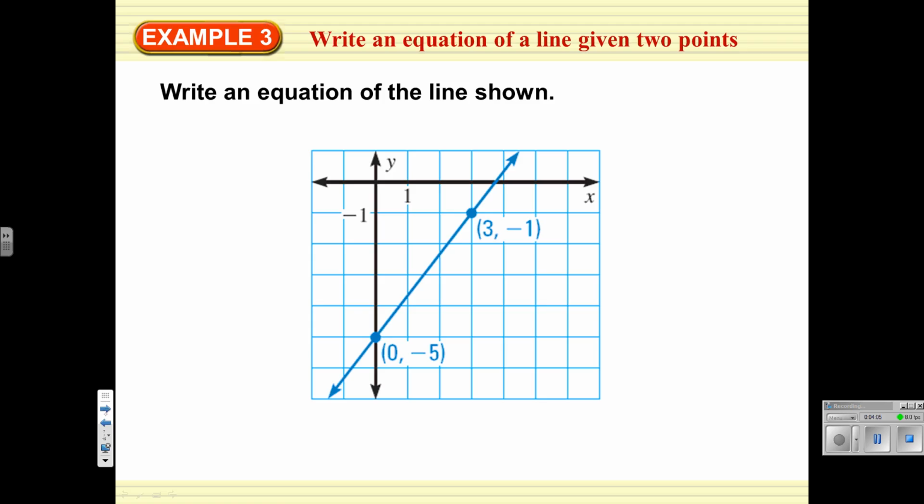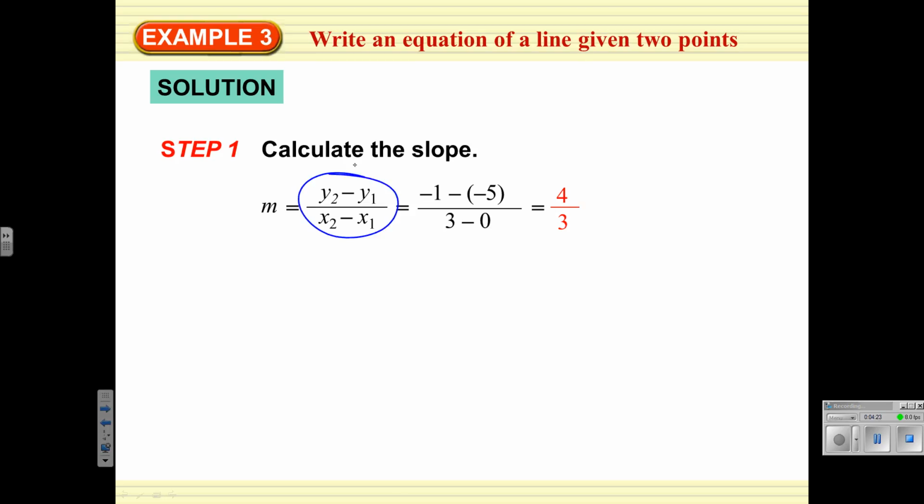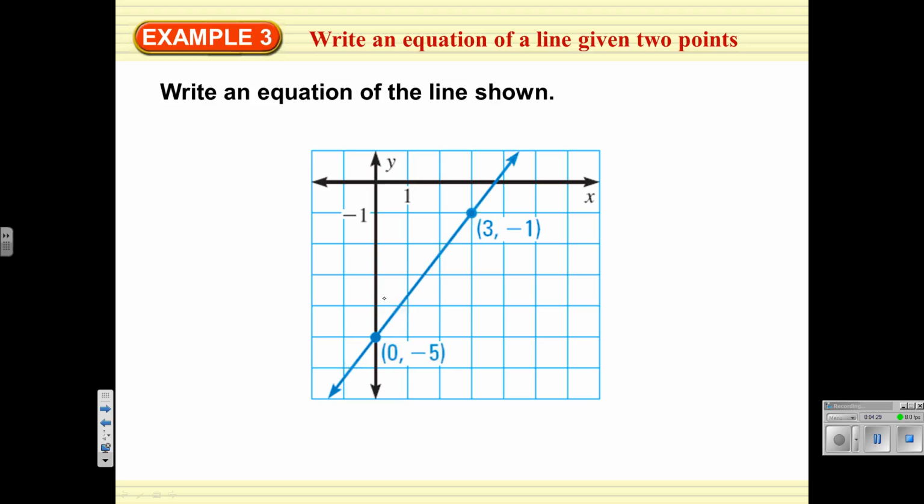So that's example 3, same idea. Okay, we're given 2 points. One of those is the y-intercept. It says to calculate the slope. That is one of your options. You can calculate the slope because this is a very important formula to know. So if you need practice with that, you can calculate the slope. However, if you're given the picture, we can also calculate the slope this way.